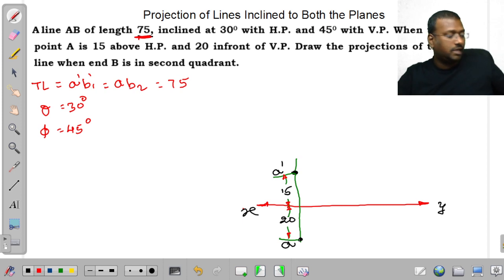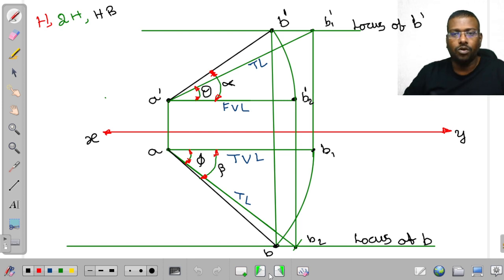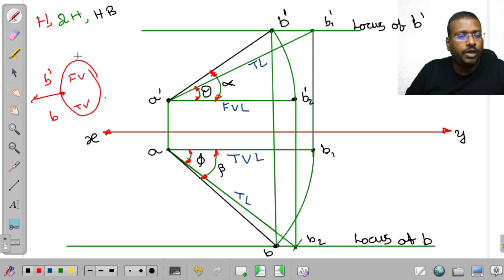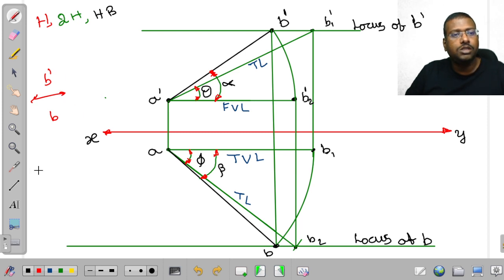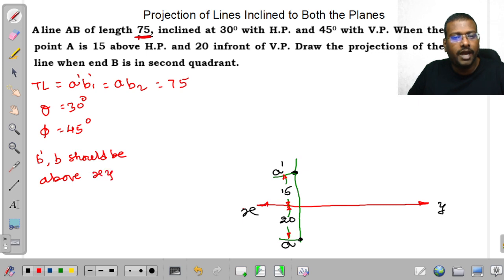So, if you observe the previous problem that I explained in the previous video, here B dash is above the XY line, B is below the XY line, meaning the front view is above and the top view is below. So it is in the first quadrant, sir. But they are asking for the second quadrant. Then how do we solve this particular problem? Very simple, sir. You have to write that information here: B dash, comma, B should be above the XY line. With this, your problem is almost completed.